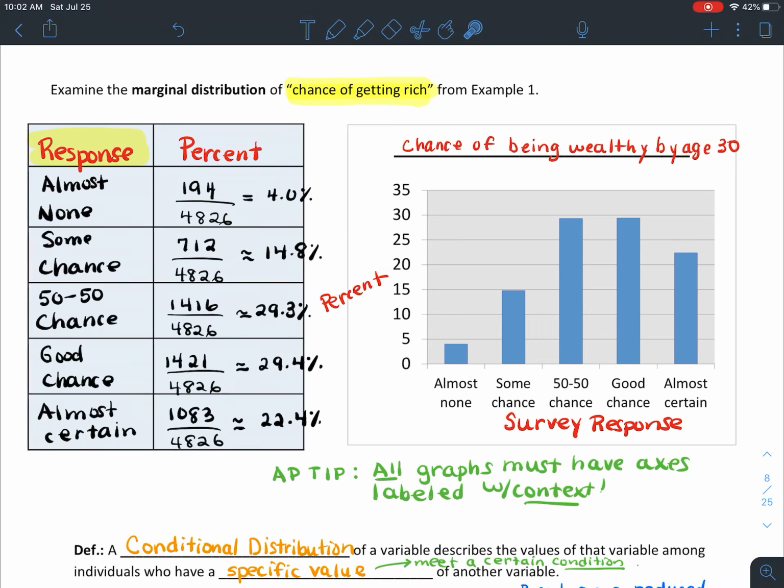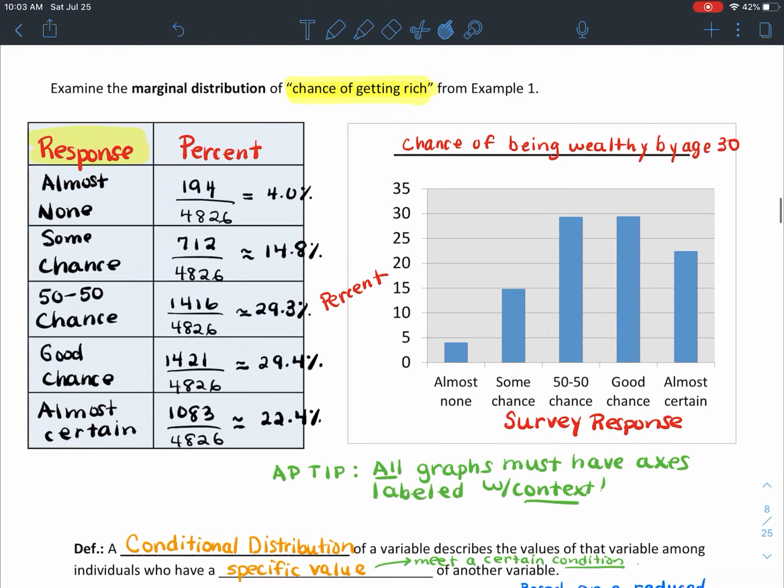Okay, again, huge AP tip. All graphs that you make, the axes need to be labeled, and then you need to include the context of what those numbers are representing, percents, and what these words are representing, the survey response. Okay, now that's a marginal distribution. You can remember that because those percentages are found in the margins.